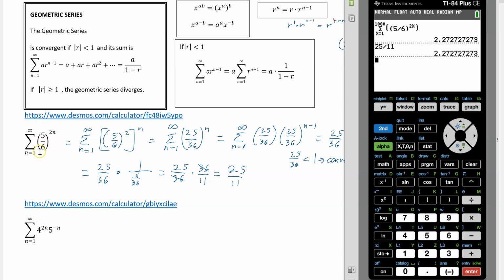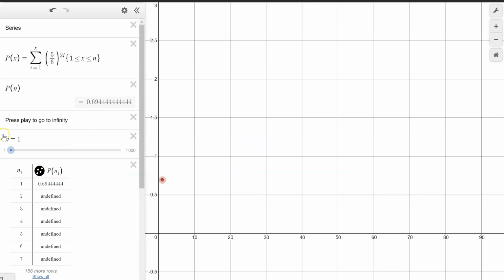So plug this series into your calculator, put 1,000 on it. If that's not enough, put some more on there. If that's too much, put a little bit less, your choice. But always check your answer to make sure it's correct. All right. And then you can also check it in Desmos.